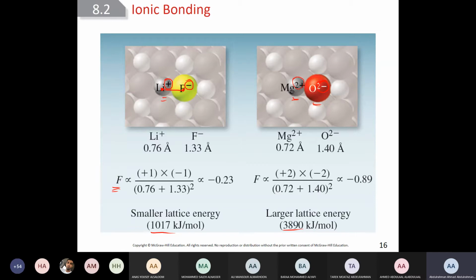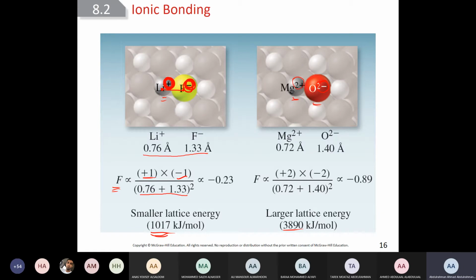What's the charge of this one? -1. What's the charge here? +1. Oh, you mean the left one? Okay. What's the charge in here? This is -1 and this is +1. And what's the distance? Approximately, it's this distance. That's the distance between them. Good. And this is why the energy is 1017.